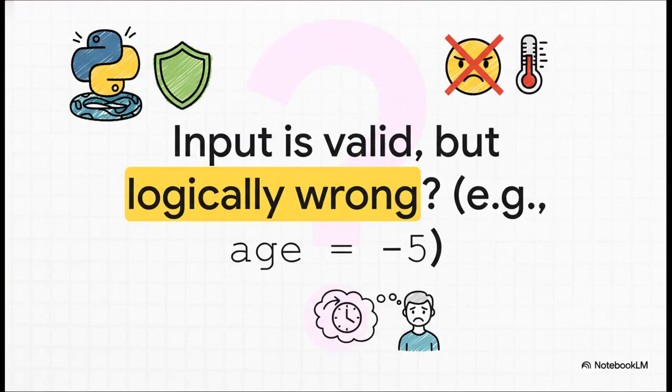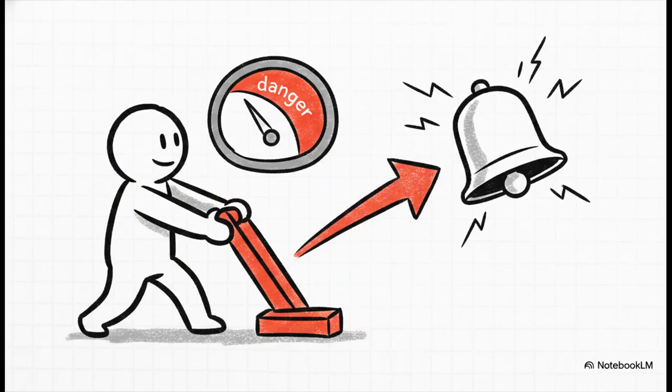Okay, picture this scenario. What if the data you get is technically valid to Python, but for your program, it makes absolutely no sense? For instance, someone enters an age of -5. Python has no problem with the number -5, but we know an age can't be negative. That's a logical error, not a programming error. And the tool for this job is the raise keyword. It lets us stop the program and signal an error, but on our own terms.